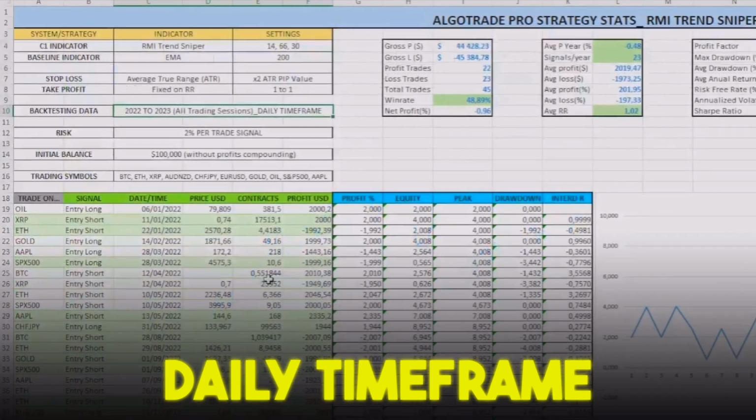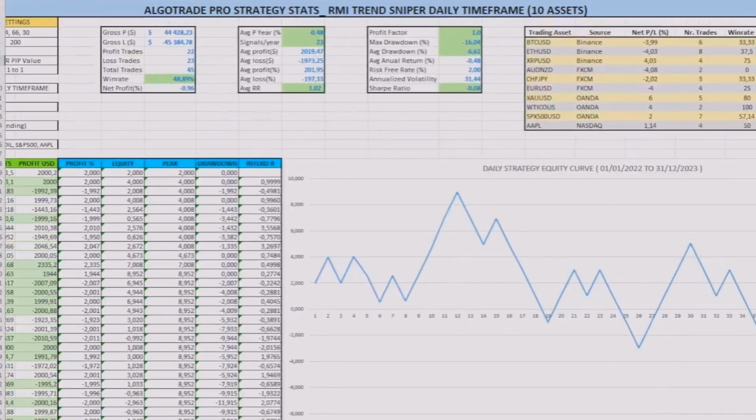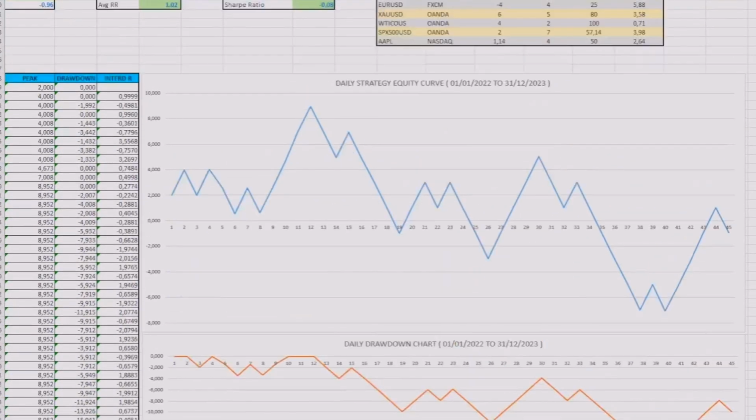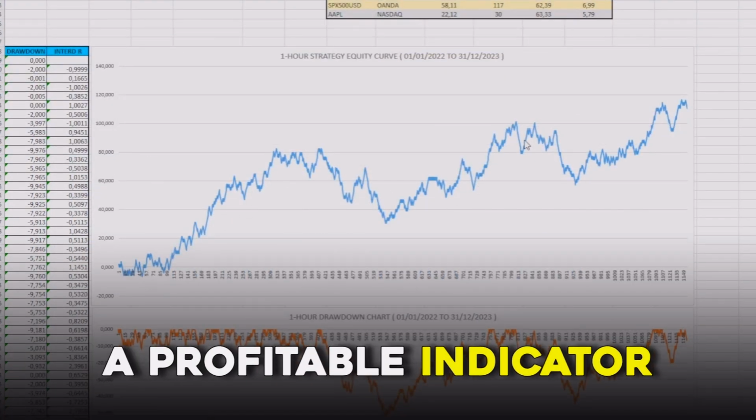And finally, on the daily time frame, it achieved a break-even result. But I would not give much importance to these stats as few trades were analyzed. As such, with this analysis, we can confirm that the RMI Trend Sniper is indeed a profitable indicator.